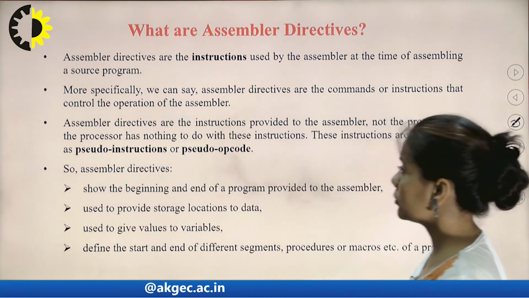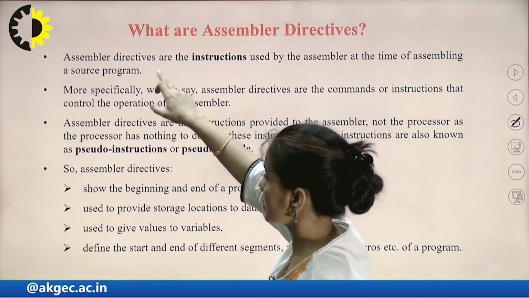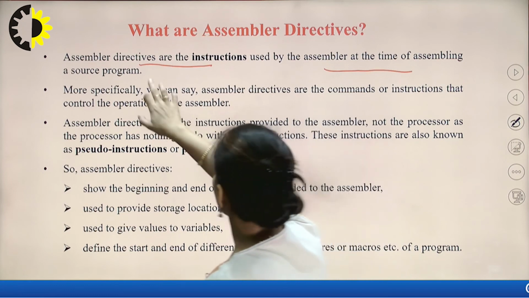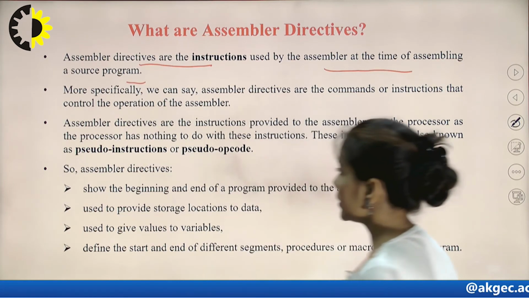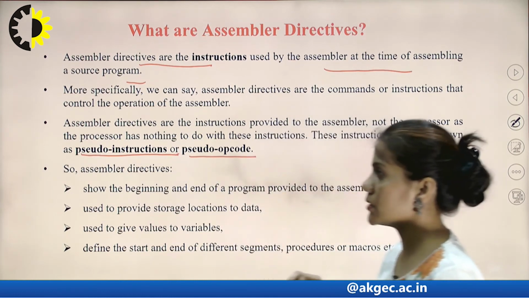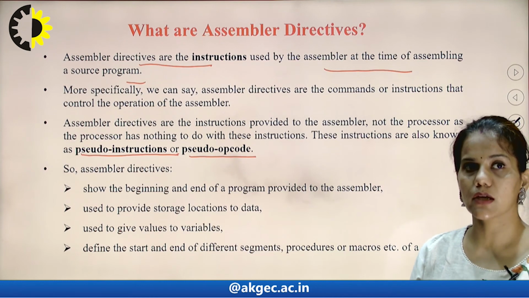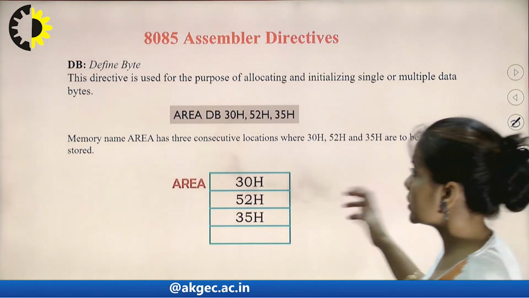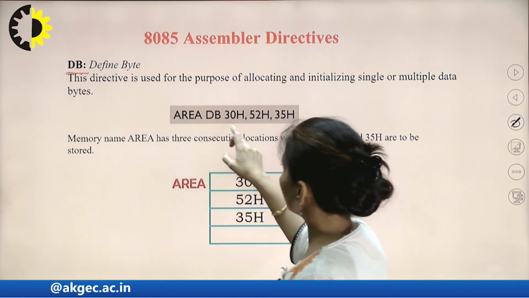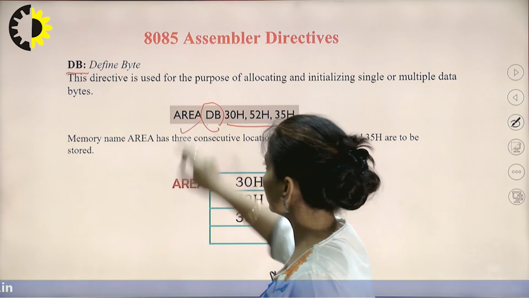Such instructions are categorized under implicit or implied addressing mode. When we talk about assembler directives, these are instructions given to the assembler at the time of translating the source program. These are also known as pseudo instructions or pseudo opcodes, because these are not opcodes, but instructions given to the assembler. Here are a few assembler directives. Define byte: bytes can be defined using this directive under some variable name.